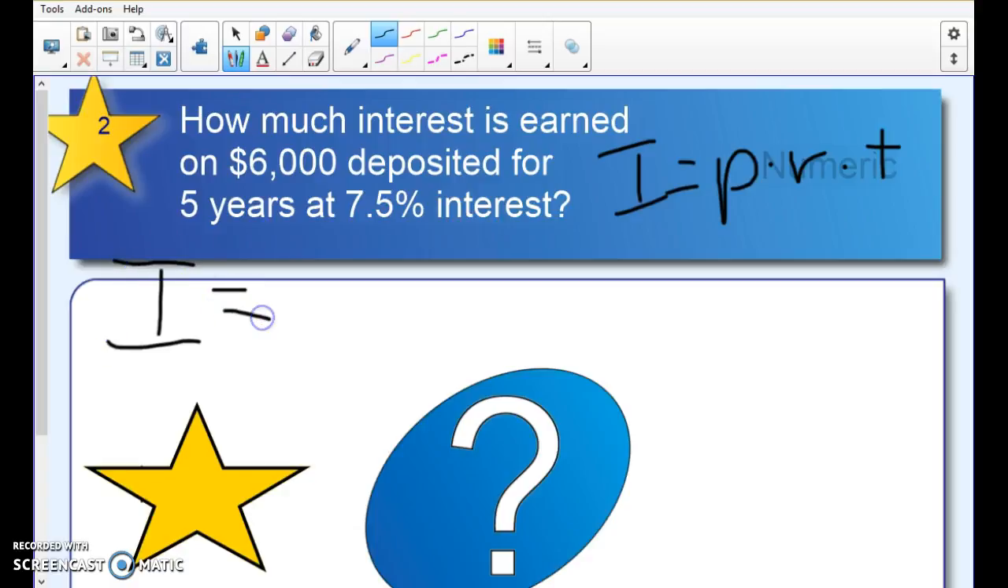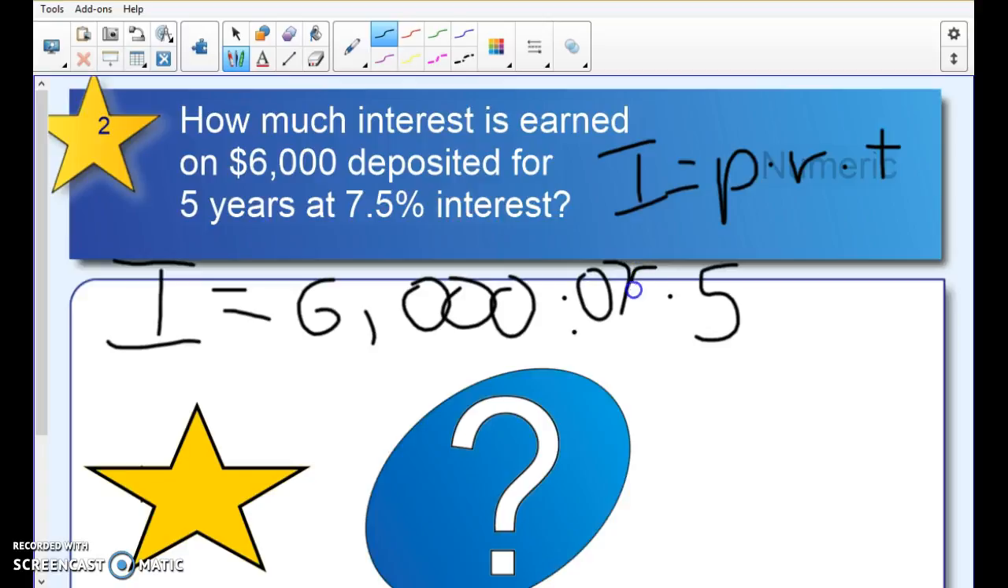Alright, so this one is asking how much interest, so right away I know I need to find I. It's earned on $6,000, there's my principal, because that's what I'm starting with, deposited for 5 years, well there's my time, so I'll put that at the end, and at a 7.5% interest rate, so that's going to be 0.075. When I'm finding the interest, these are going to be the simpler problems, so I'm really just going to multiply it out. So 6,000 times 0.075 times 5 years is going to be $2,250.